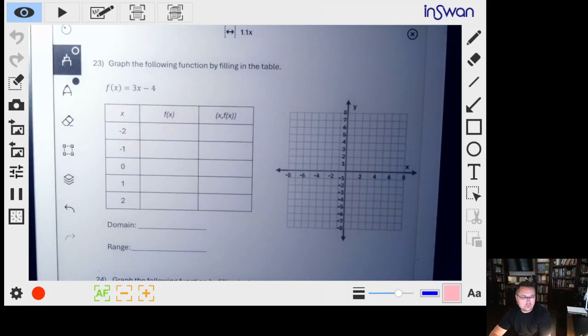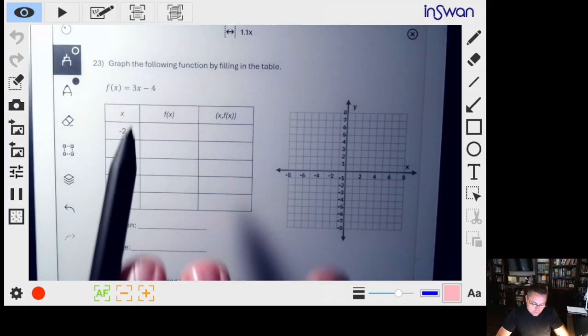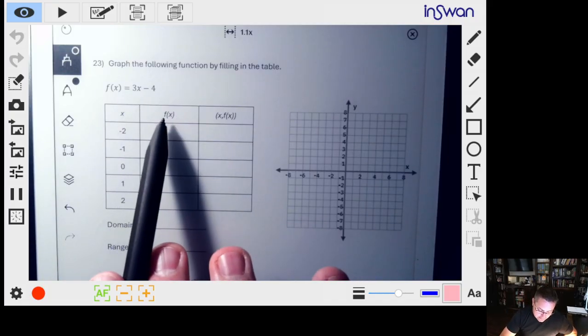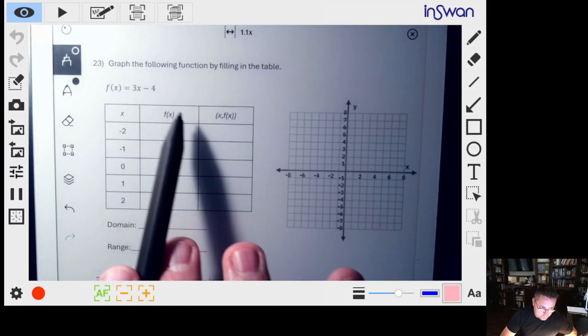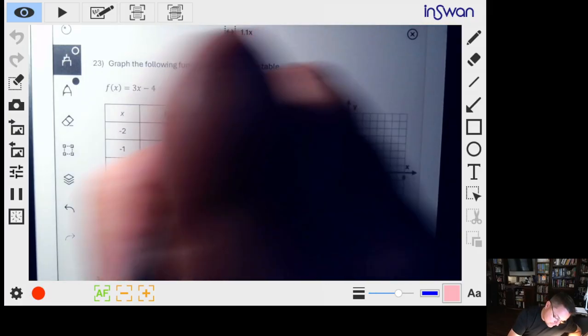Problem number 23, we're asked to graph a function, which is, in this case, linear, on the graph by making a table of values and then discussing the domain and the range. Okay, so these are our y values, remember, because f of x is equal to y.